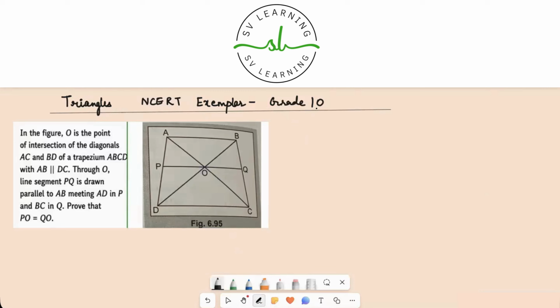So now what is given? The first information which is given to us is that O is the point of the intersection of the diagonals, right? Of the trapezium. So we know that the trapezium means these two lines will be parallel. That's the first info. And then they are also saying that through O, a line segment PQ is drawn. So PQ is drawn parallel to DC. So if PQ is drawn parallel to DC, and naturally when AB is parallel to DC, so the first info that we will carry is that this is also parallel. All three lines are parallel.